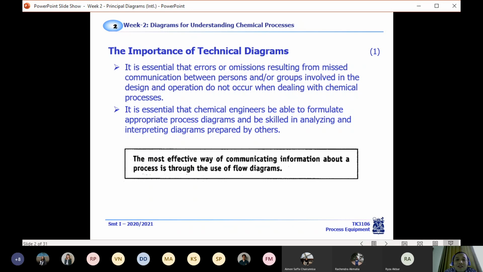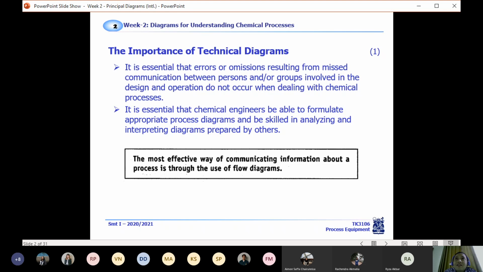That is the reason why in chemical engineering we propose a universal language related to the process, which is called the principal diagram or technical diagram. It is the same with other engineering studies.